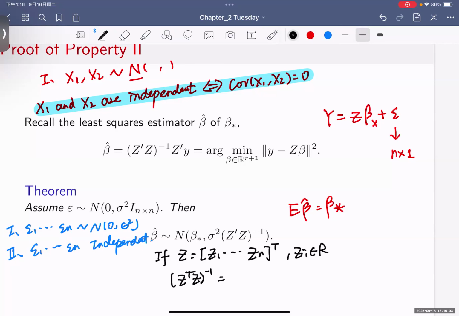Then Z transpose Z inverse. Maybe I first write down this one. This one is the summation, i from 1 to n, of Zi square. Therefore, in this version, beta hat is also one dimension, following a normal with mean beta star and variance sigma square over the sum from i equals 1 to n of Zi square.